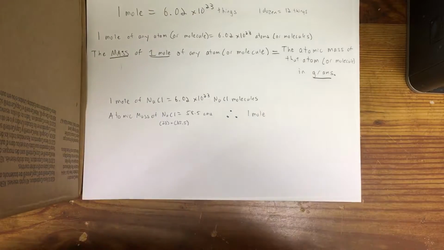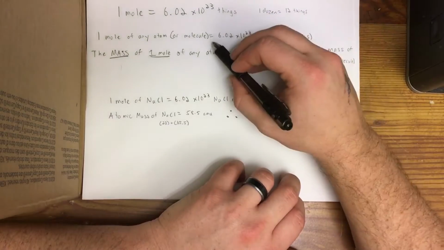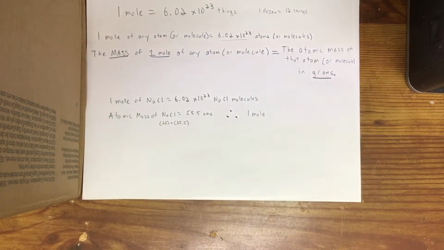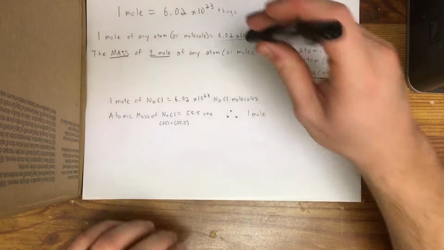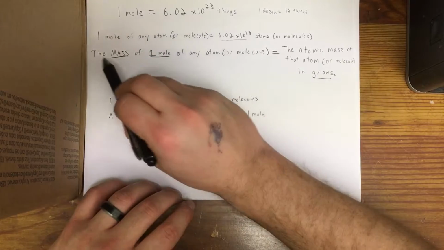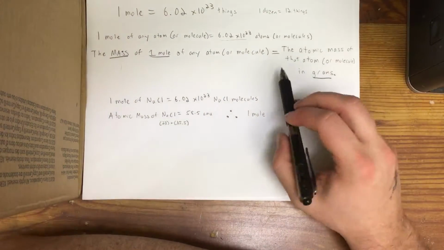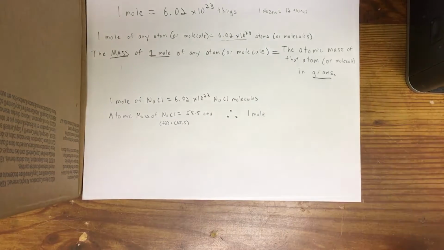And the way that it works is that we say that a mole of any atom or any molecule means that we have exactly 6.02 times 10 to the 23rd atoms or molecules. And then the super convenient part about this is that the mass of 1 mole of any atom or molecule is exactly equal to the atomic mass of that atom or molecule in grams. So, how do we work this practically in the lab?